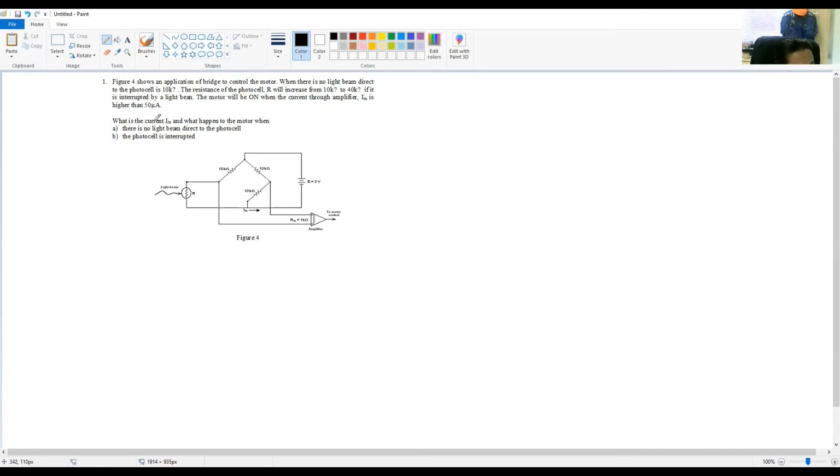So what is the current I in, and what happens to the motor? First we have two conditions. The first condition is no light beam directed to the photocell, and the second condition is the photocell is interrupted. Condition A: R equals 10 kilo ohm.